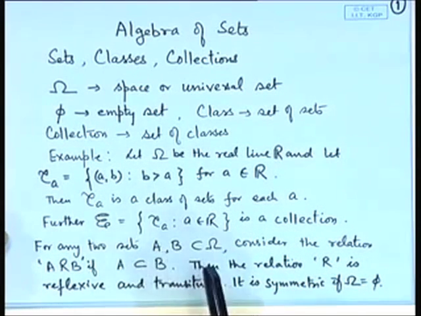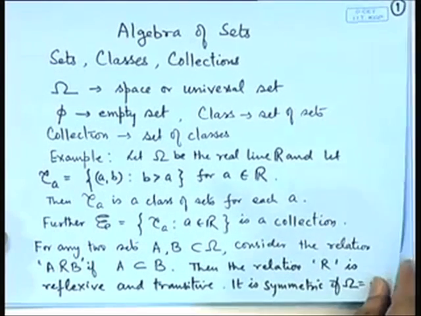For any two sets A and B which are subsets of omega, let us consider the relation A related to B if A is a subset of B. Then the relation R is reflexive and transitive. It is symmetric when omega is equal to phi.